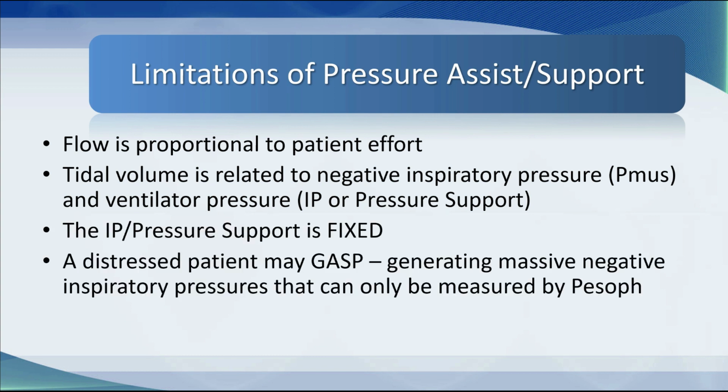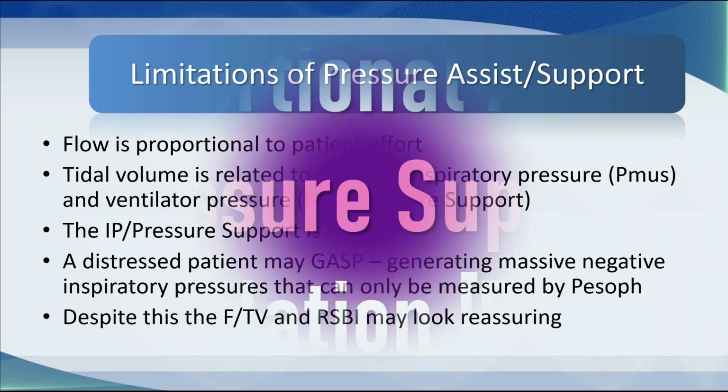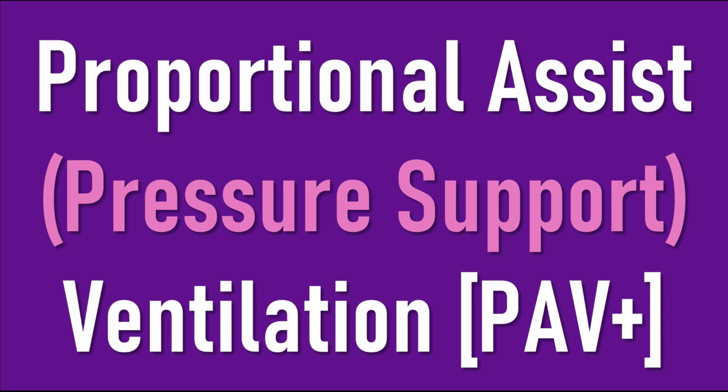So a distressed patient may gasp, generating massive negative inspiratory pressures that may only be measured by esophageal pressure measurement. And despite this, the frequency divided by the tidal volume, the rapid shallow breathing index, may look reassuring. And that is the reason why there is quite a lot of enthusiasm for proportional assist pressure support ventilation or PAV Plus, because it should solve many of the problems associated with pressure support.